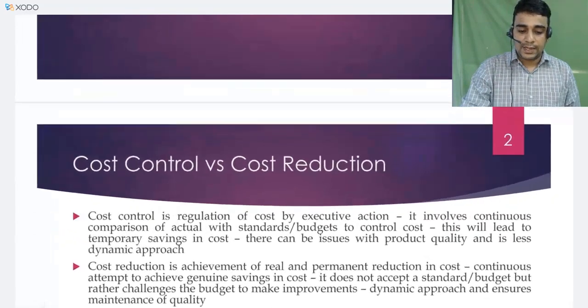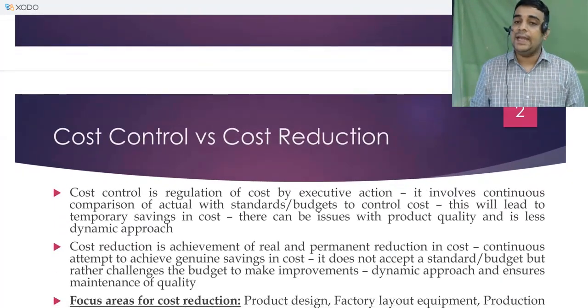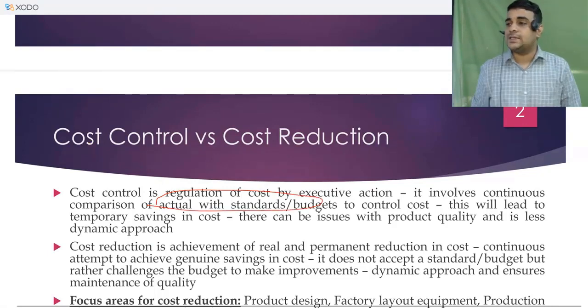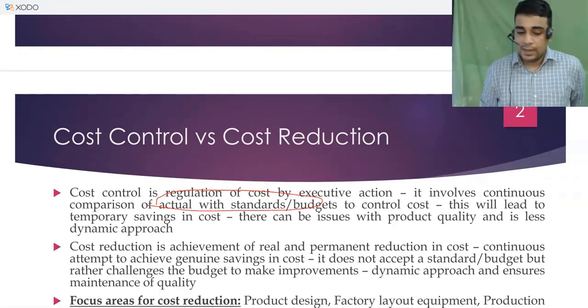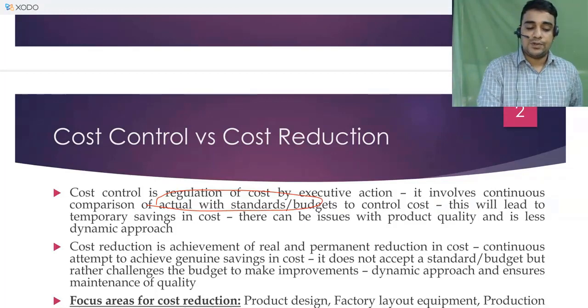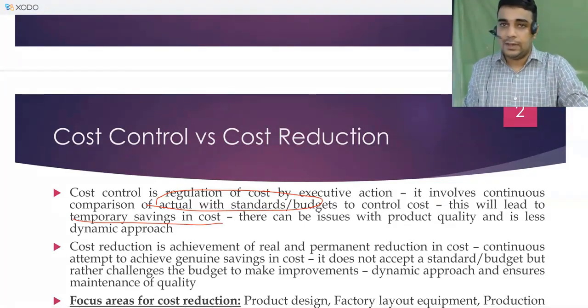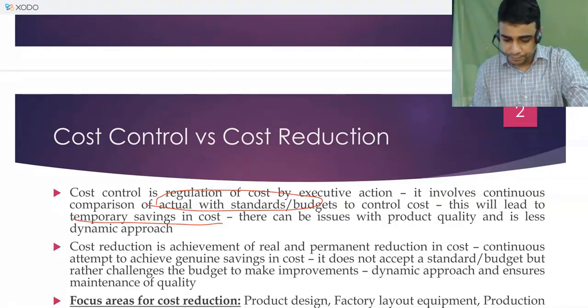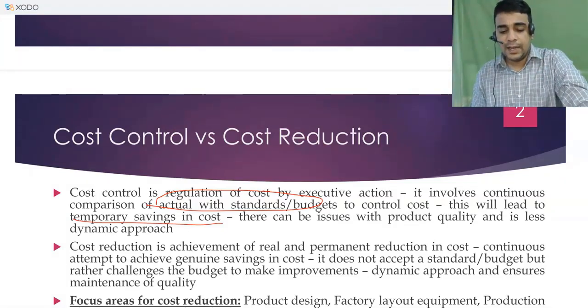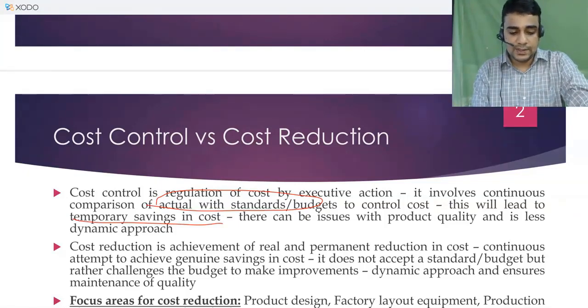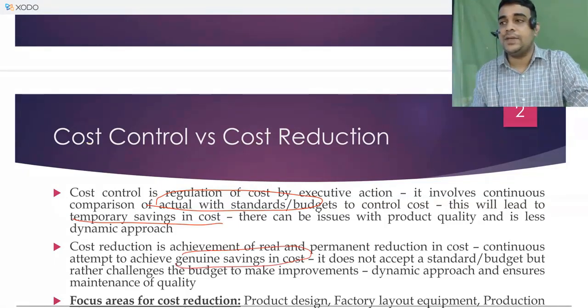Cost control is regulation of cost by executive action. Continuous comparison of actual with standards. This will lead to a temporary savings in cost. Sometimes there can be issues with even product quality. Cost reduction is achievement of real and permanent reduction in cost. This attempts to find out the genuine savings in cost.